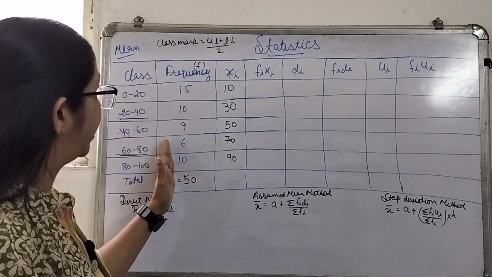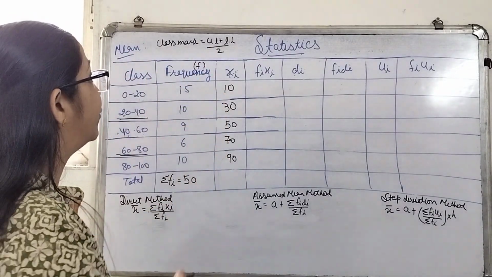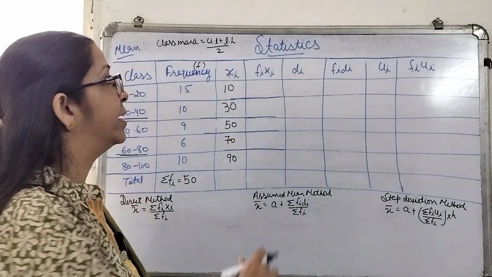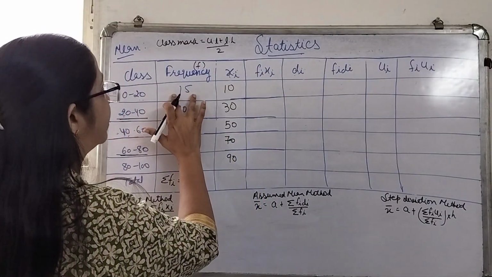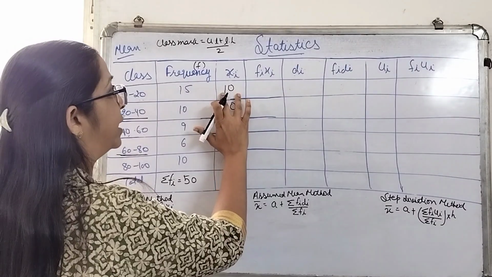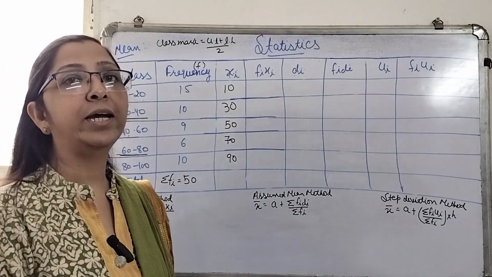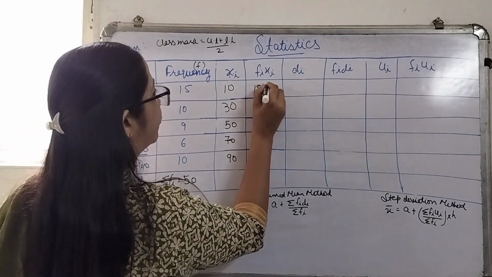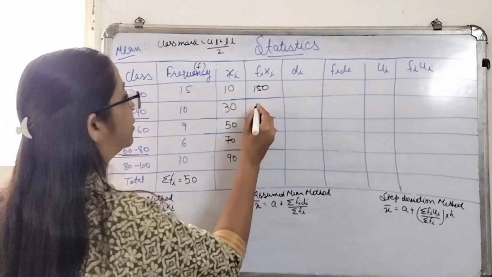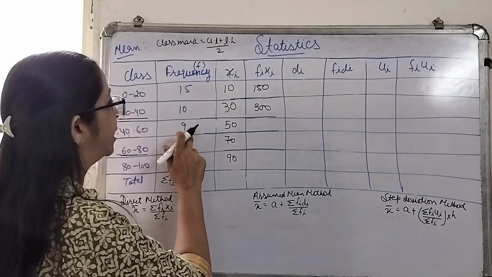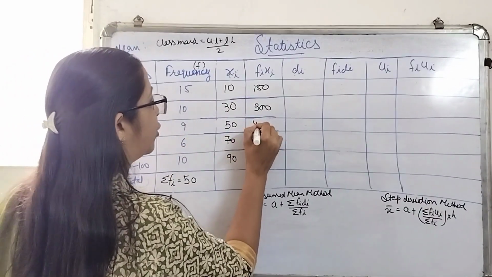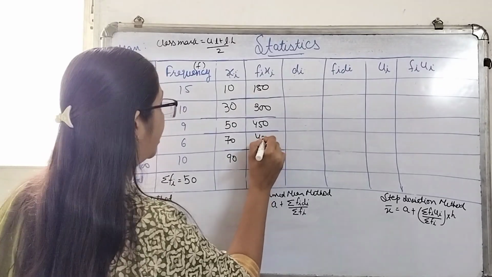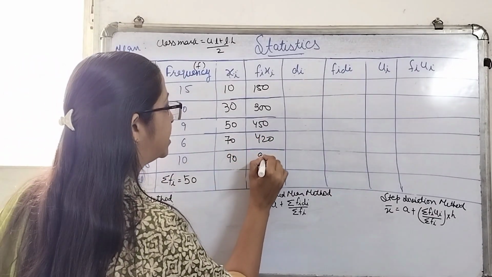Now these are your fi's, these are your xi. If we are going to multiply these two, it will give us fi into xi. We will be multiplying this fi and this xi, and we will be getting the value of fi xi. So 15 multiplied by 10 will be 150. 10 multiplied by 30 will be 300. 9 multiplied by 50 will be 450, 9 5s are 45. 6 multiplied by 70, 6 7s are 42, that is 420. 10 multiplied by 90 will give us 900.